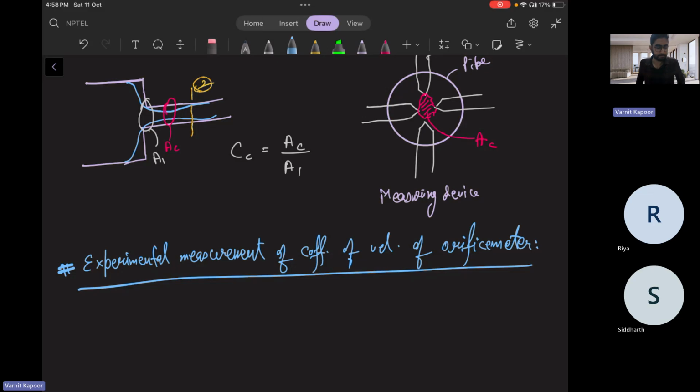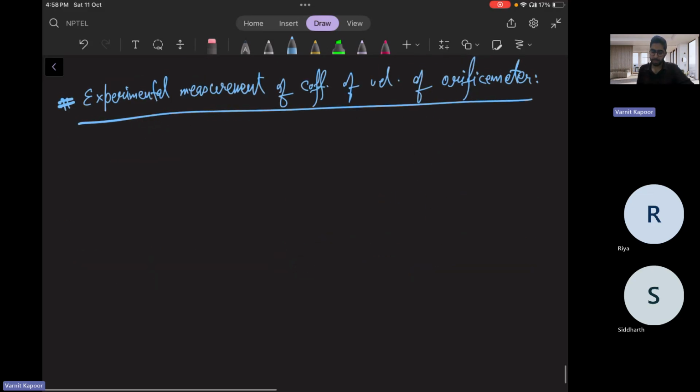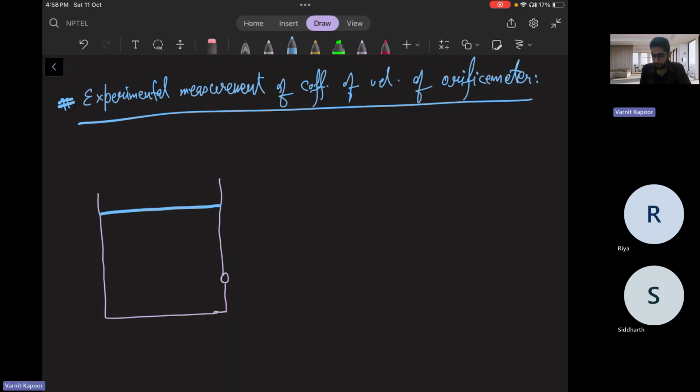Let us see. Let us have a beaker filled with the fluid and have a small orifice towards the bottom side of the beaker. We have fluid filled in it. Okay. And there is some tap connection which is providing the head, maintaining the head to be constant. So that means H is constant.